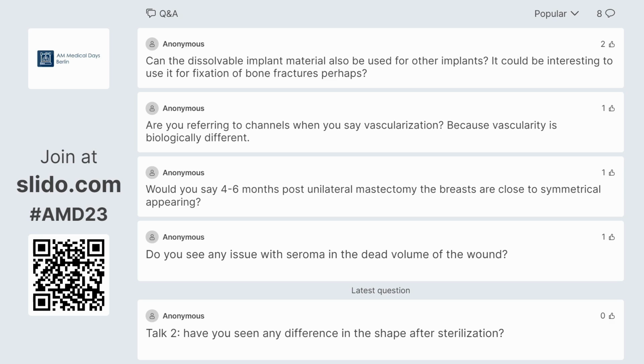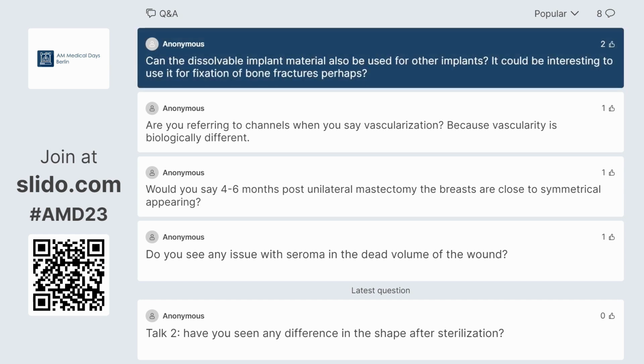Okay, and I think we have time for two more questions. Can the dissolvable implant material also be used for other implants? And it could be interesting to use it for fixation of bone fractures, perhaps? Yeah, of course, it's a common range of polymers already used in medical applications for meshes, for cranial implants, and so on. The use of 3D printing is really interesting to make tissue engineering, and bones is a real application.